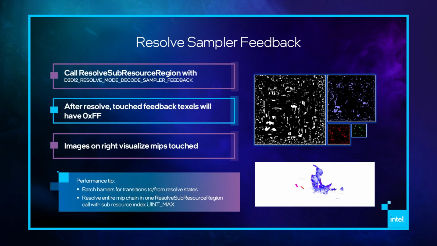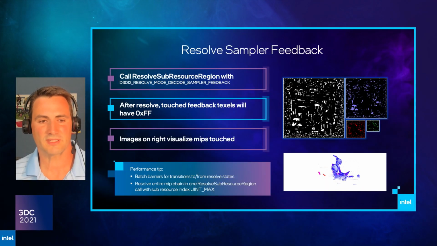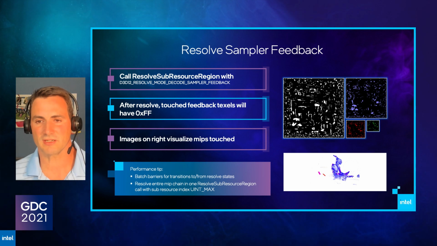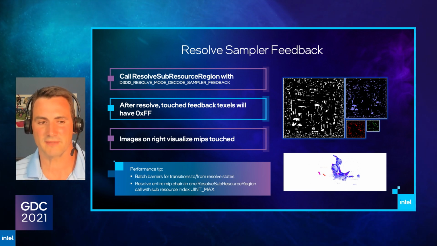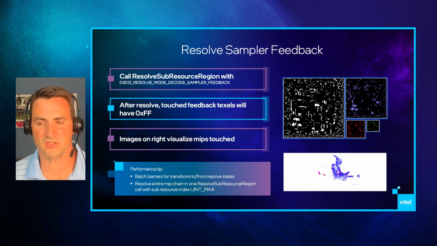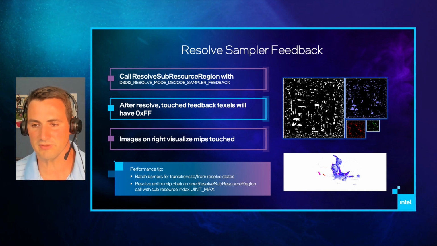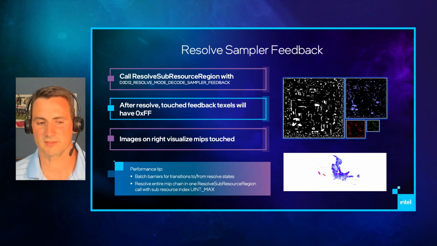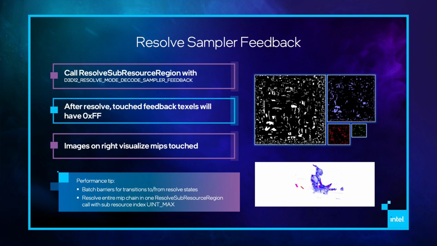Next in the pipeline is the resolve feedback stage. This is simply done by calling resolve subresource region with the D3D12 resolve mode decode sampler feedback enum. After all of the texels are resolved, the feedback regions that are touched will have a value of 0xFF. Images on the right will help visualize which pixels were touched for a given scene in the 3DMark sampler feedback feature test. One performance tip for this phase would be a reminder to batch all resource barriers into one API call. We can resolve all sub-resources for a given MIP chain using uint max as the sub-resource index.